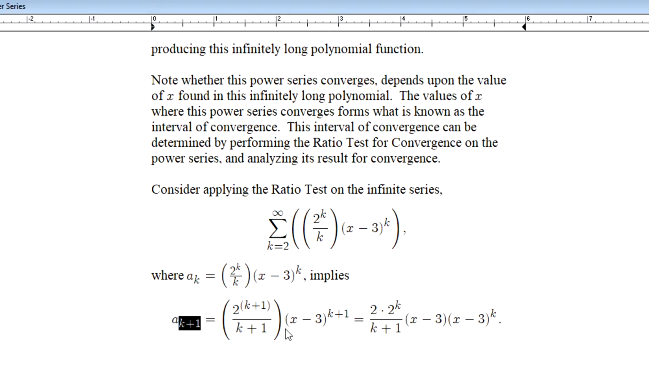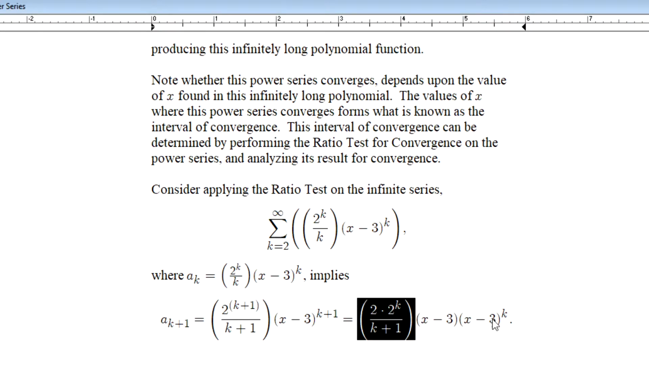With our work with ratio tests in the previous section, we do know how that's going to be handled here. 2 to the k plus 1 power becomes 2 times 2 to the kth power. k plus 1 is simply just still k plus 1, but x minus 3 to the k plus 1 simplifies into x minus 3 times x minus 3 to the kth power. It expands into this argument here, we might say.